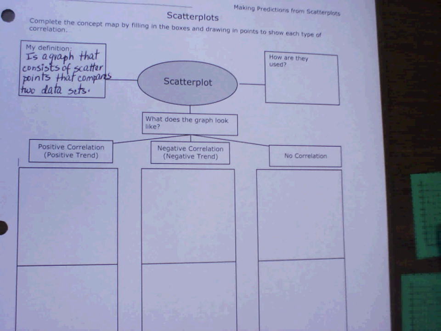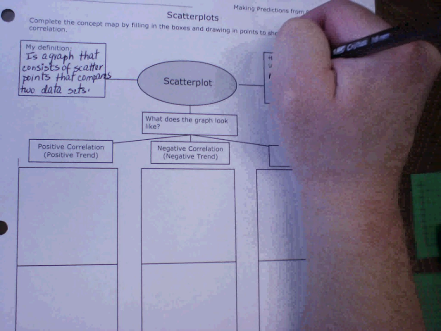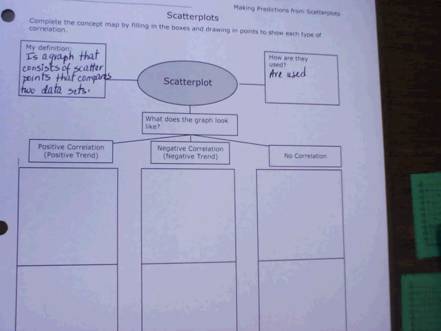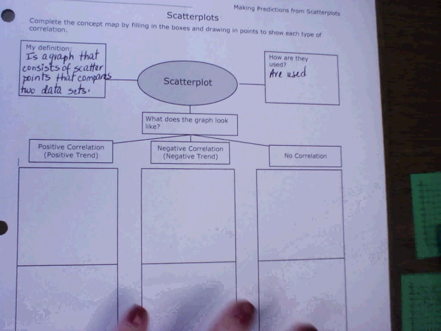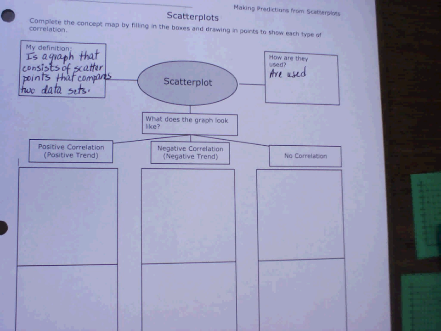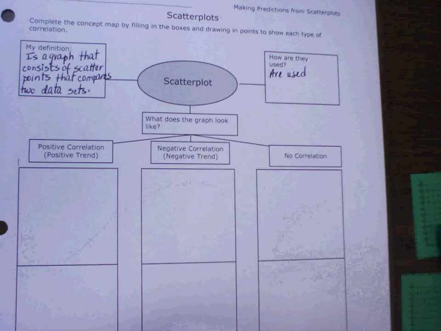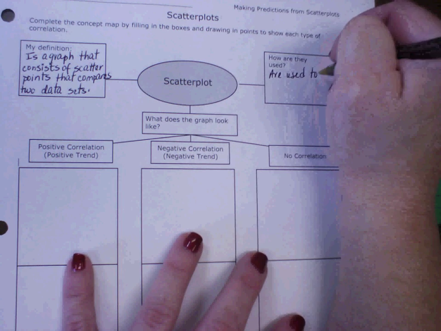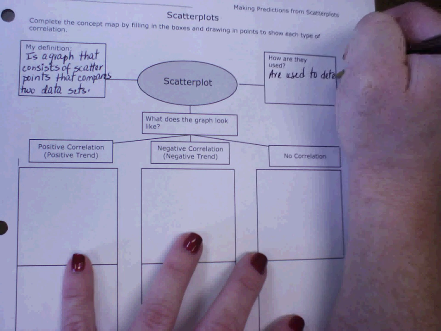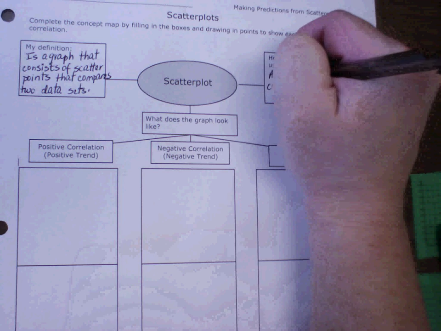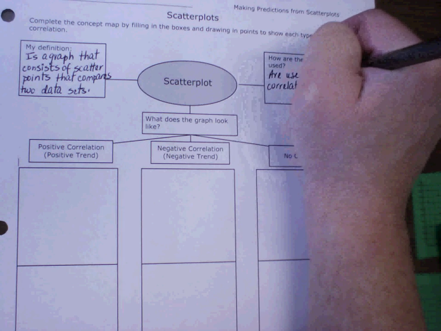How are they used? They're used to predict. With these lines, you can predict what will happen if the trend continues the same way. Okay? Yeah, to determine what kind of correlation and predict values in the future. Okay, so it's used to determine correlation, and we have three types of correlation. What are they? And no correlation at all.